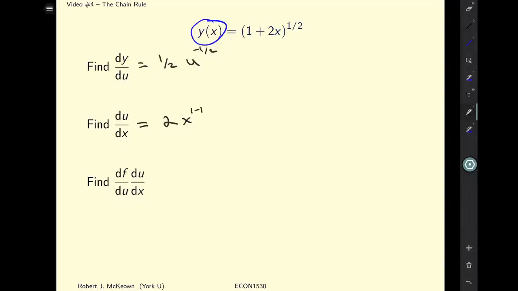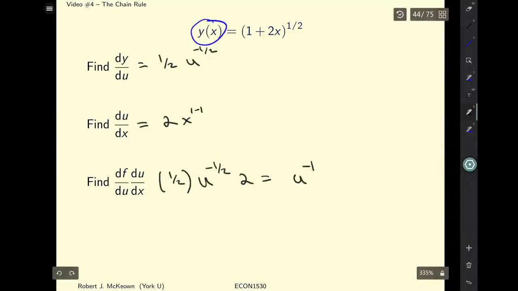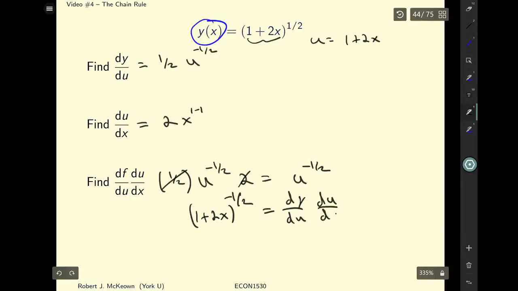And then finally, multiply them both together. Well, I shouldn't say finally, but we're going to multiply the two of them together. And I want to replace the u with what it's actually equal to. u is equal to 1 plus 2x. And when I do that, these two cancel out. I get 1 plus 2x to the power of negative 1/2. And that is the chain rule.